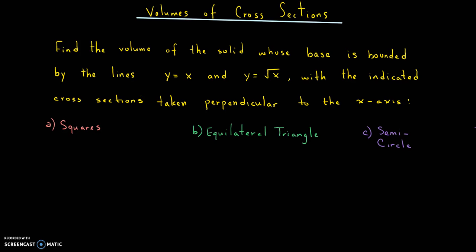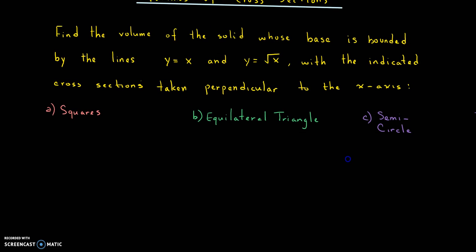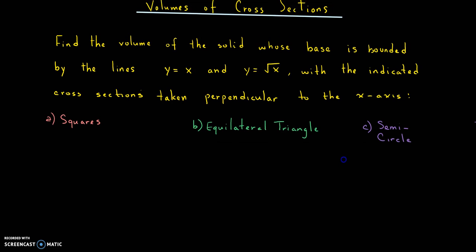Alright, so welcome to this video. We're going to start off with this example here. They want us to find the volume of a solid whose base is bounded by the lines y equals x and y equals the square root of x with the indicated cross sections taken perpendicular to the x-axis. The first cross section that we're going to look at is squares, and then we're going to look at equilateral triangles, and then we'll do some semicircles at the end.